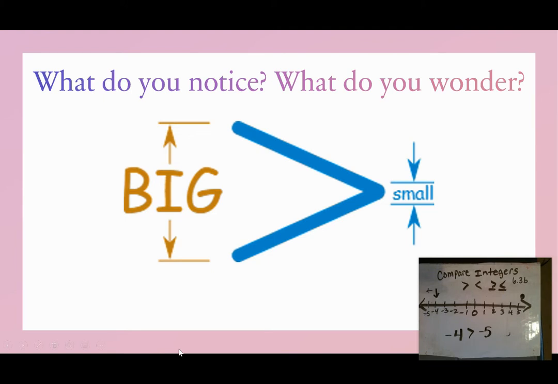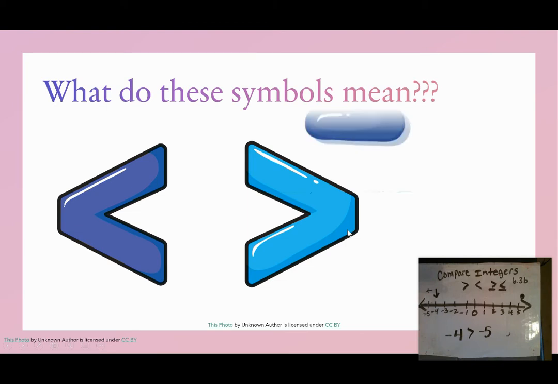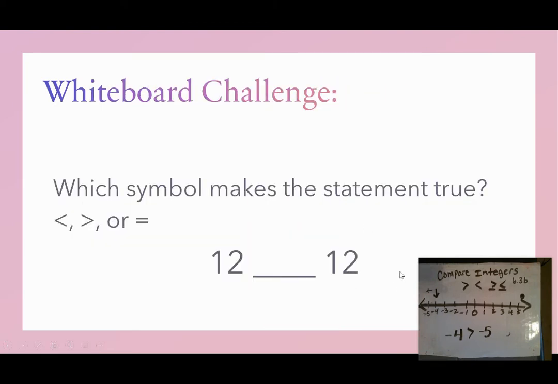So we use the greater than sign. A good way to remember the greater than sign is it starts with the bigger side. The less than starts with the small side. So this is a greater than sign. This is a less than sign. Greater than, and also equal to. They can be equal to each other. So which statement makes this true? 12 is less than, greater than, or equal to 12. Well, 12 is equal to 12.